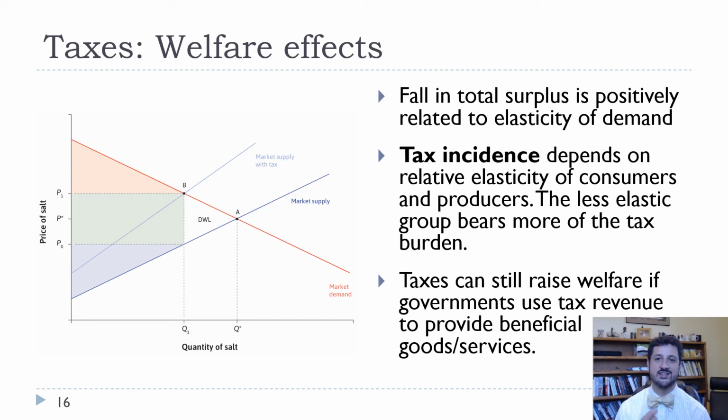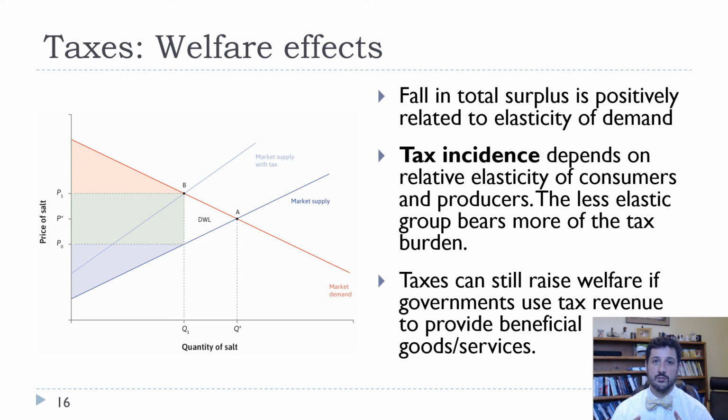And that's what's called the tax incidence. And it just depends on the relative elasticity of the supply and demand curves. Just think that the more inelastic curve bears more of the tax incidence. So if demand is more inelastic, consumers bear more of the tax incidence. If supply is more inelastic, firms bear more of the tax incidence.